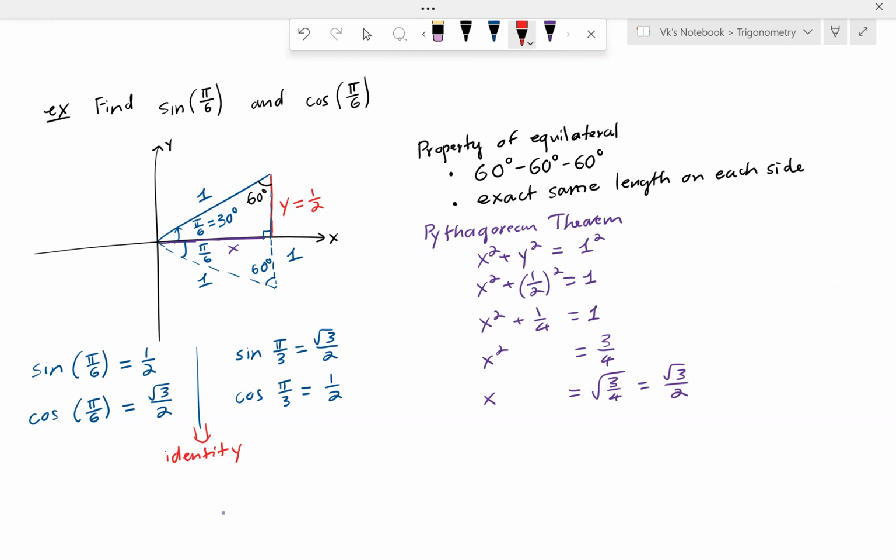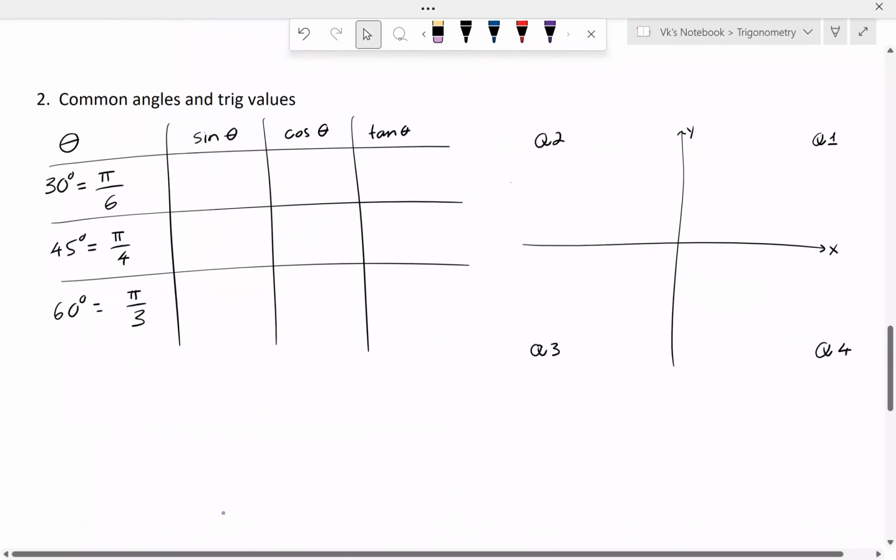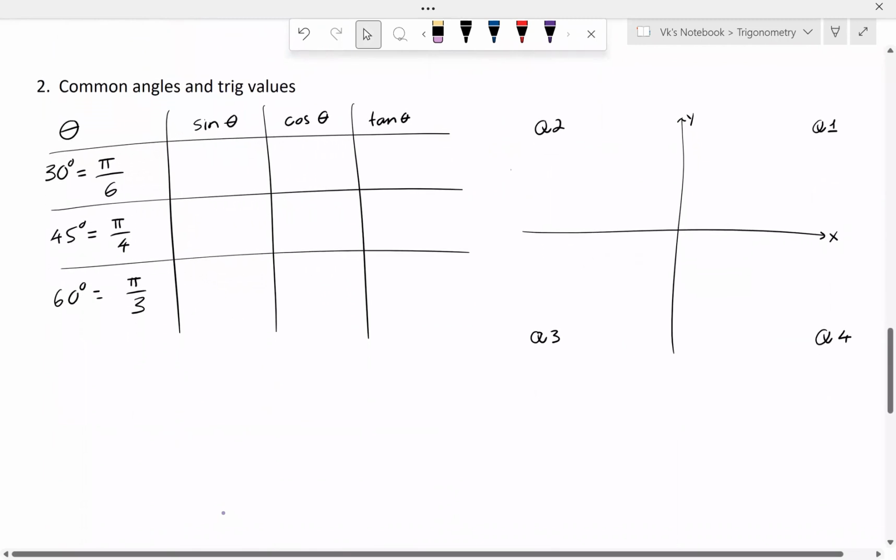And the identity here is sine of the angle theta is cosine of pi over 2 minus the angle theta. And cosine of the angle theta is sine of pi over 2 minus the angle theta. Table for common angles and some trig values.